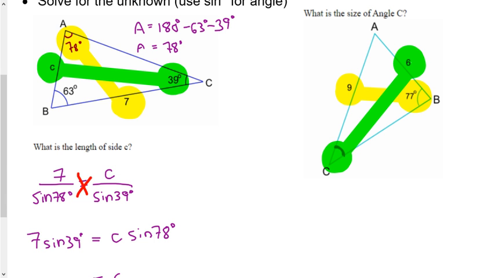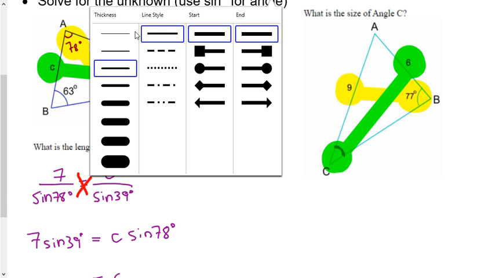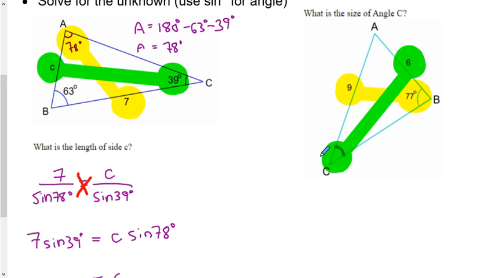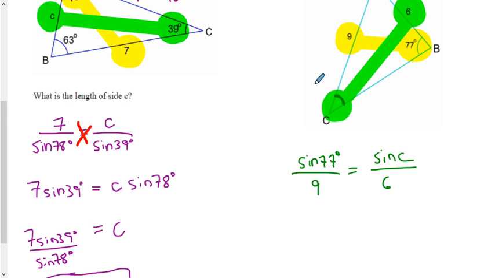Now usually I like to have the unknown written on the top of the proportion. It would be fine to write it with the unknown on the bottom of the proportion. It's totally up to you, but when you start doing this a bit faster, it's easier to solve if you have the unknown on top. So I'm going to write the angles on top. I'm going to do my known one first. I know sine 77. And I know that matches up with 9. I don't know sine of C, but I want to find C, and that matches up with 6.